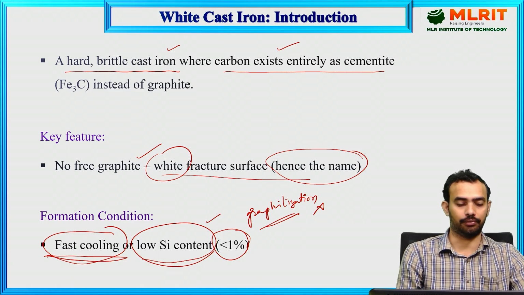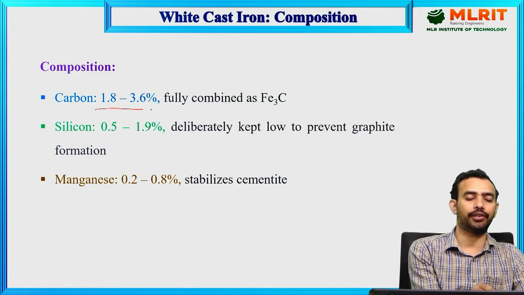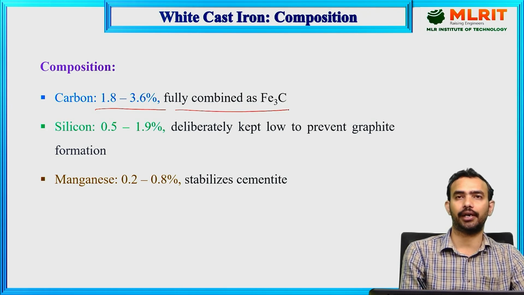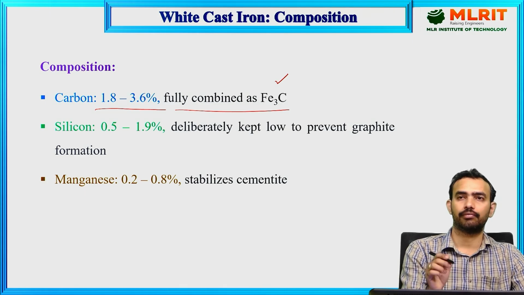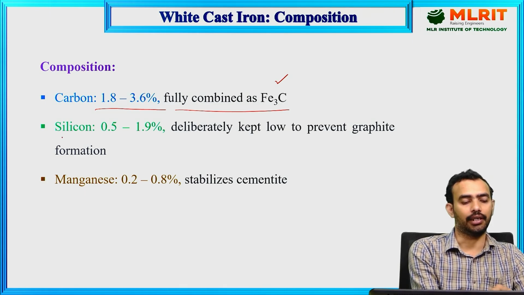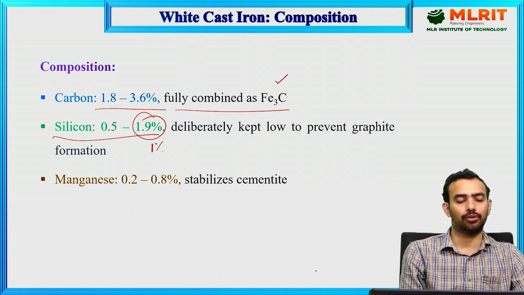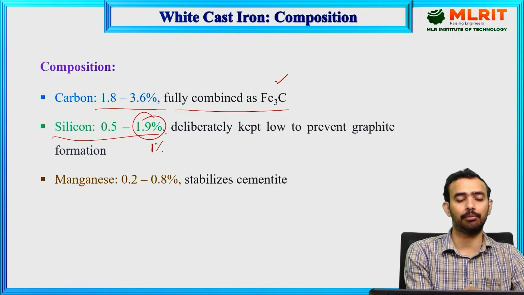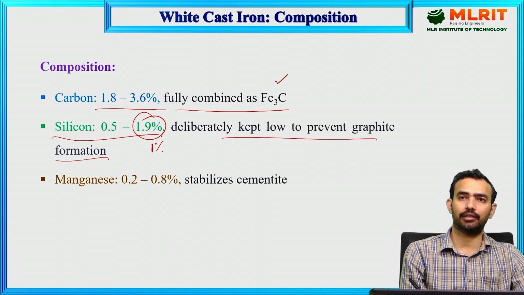If you look at composition, carbon is present between 1.8 to 3.6%, fully combined as iron carbide cementite, Fe3C. Carbon is present in the iron carbide cementite only. And silicon is less than 1 basically, ranging between 0.5 to 1%. It is deliberately kept low in order to prevent the graphite formation, in order to prevent the decomposition of iron carbide.